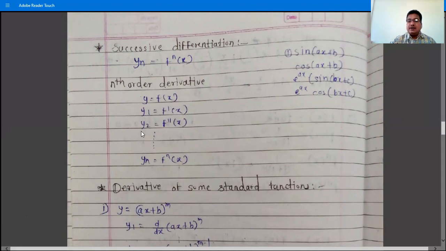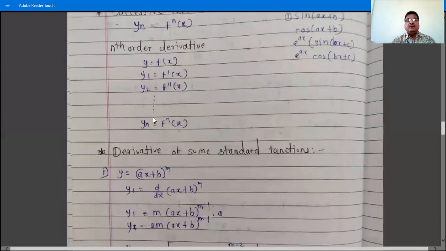And the second order derivative is d square y by dx square, or y2, and is f double dash x. In this way, yn is the nth order derivative of the function, f raised to n x. So these are the notations for the derivative of first order, second order, and nth order, that is y1, y2, yn.